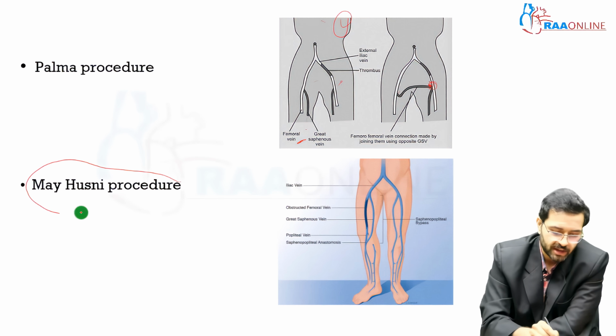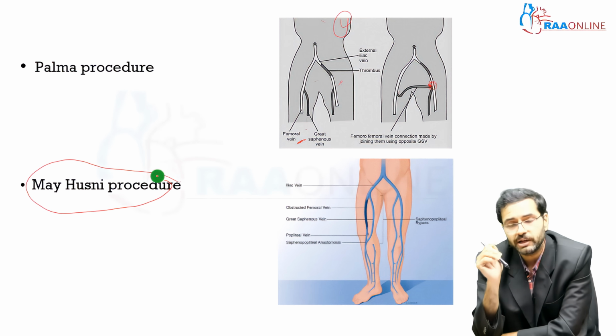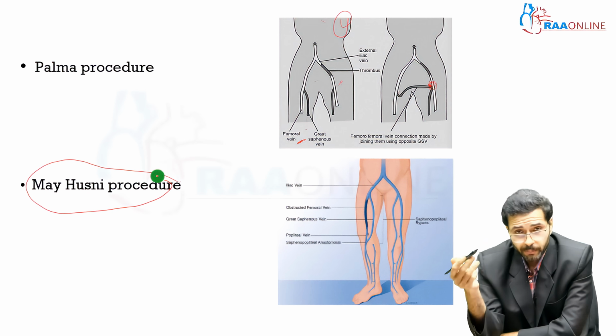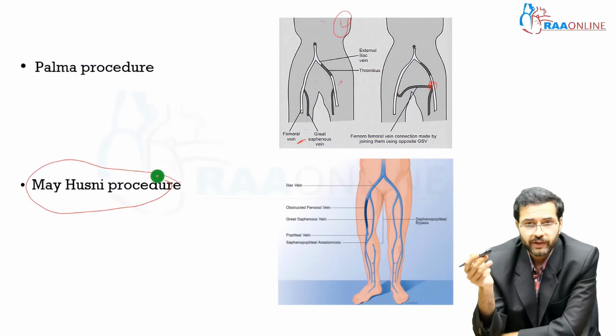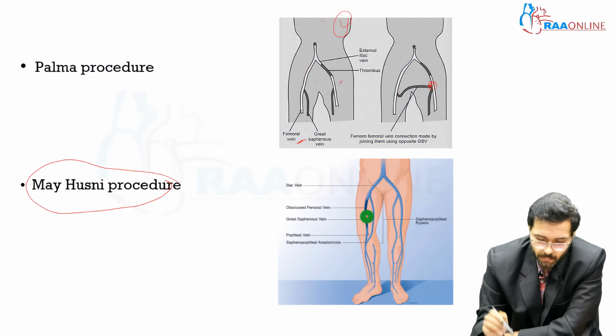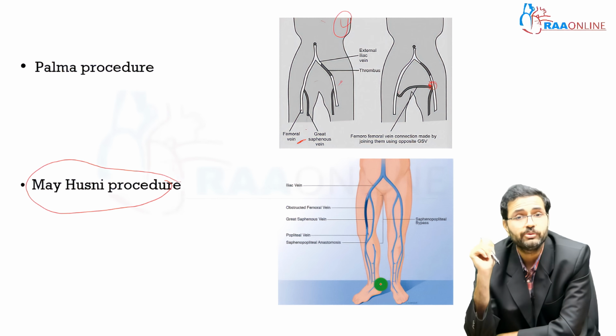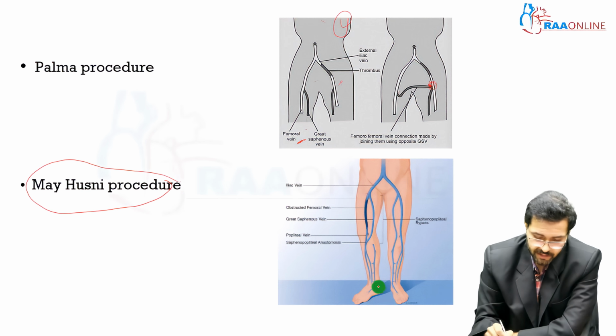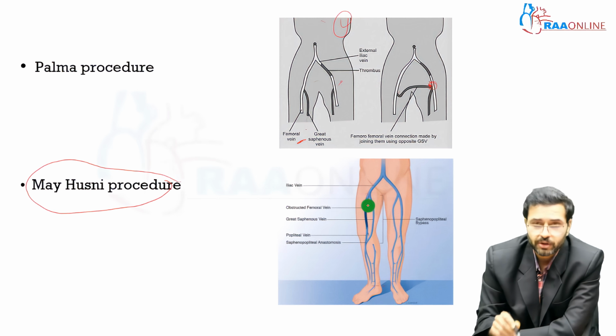May-Husni procedure is another procedure which can be tried if you have a popliteal thrombosis. When you have a popliteal thrombosis, what we can do is that the great saphenous vein of the diseased limb itself can be used to achieve venous drainage. So the distal end of the great saphenous vein of the affected limb is disconnected and it is anastomosed below the level of the thrombus.